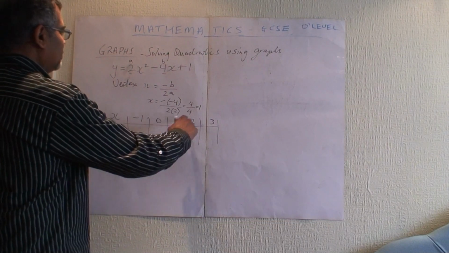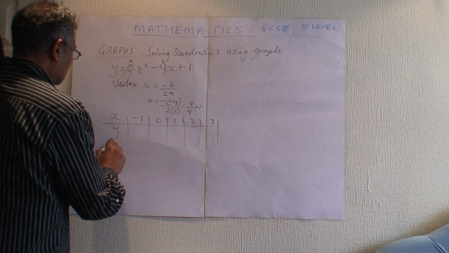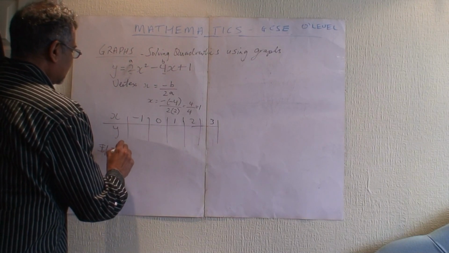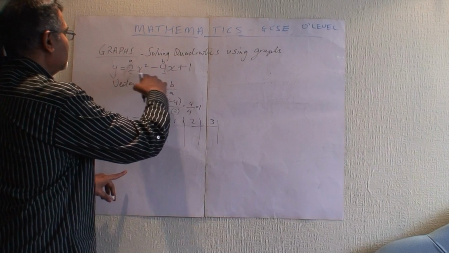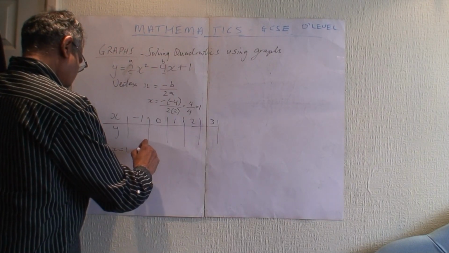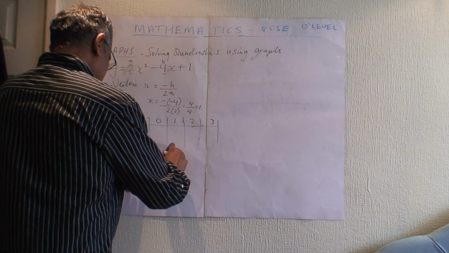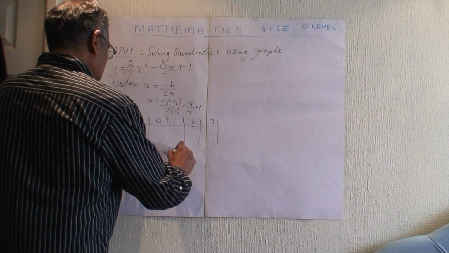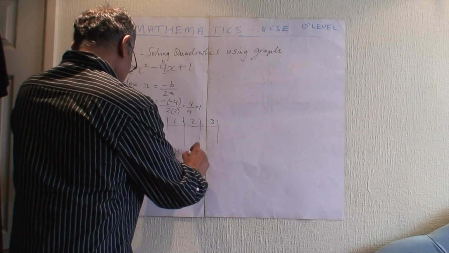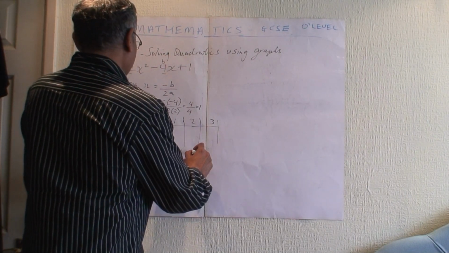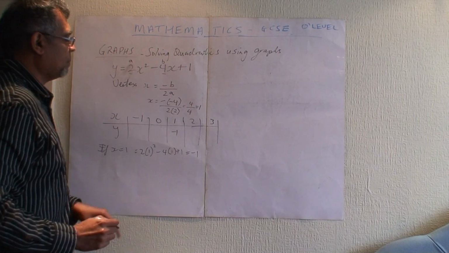Okay, so we try to find the first one, x is 1. If x is equal to 1, then we just substitute into this formula here. So that means it's 2 times 1 squared minus 4 times 1 plus 1. When you work it out, that works out to be negative 1. So y is negative 1.